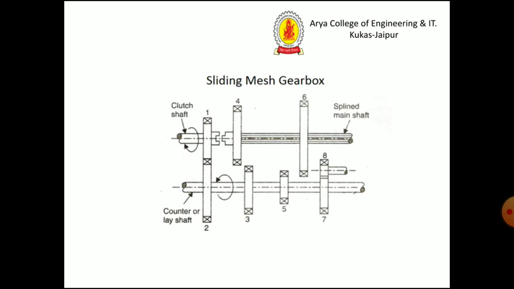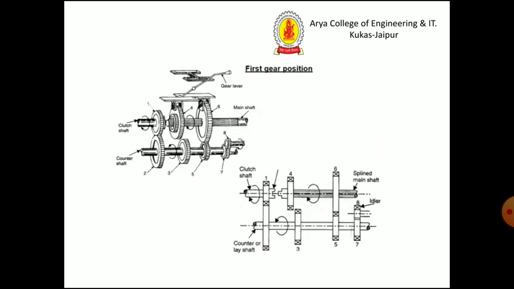So for the required output we just have to slide the gear which is splined on the main shaft and match it with the gears which are mounted on the counter shaft. Like in first gear, we matched gear number 6 with gear number 5 to obtain the required gear ratio, and the rest of the gears are unmatched, and the gears are slid with a gear lever.